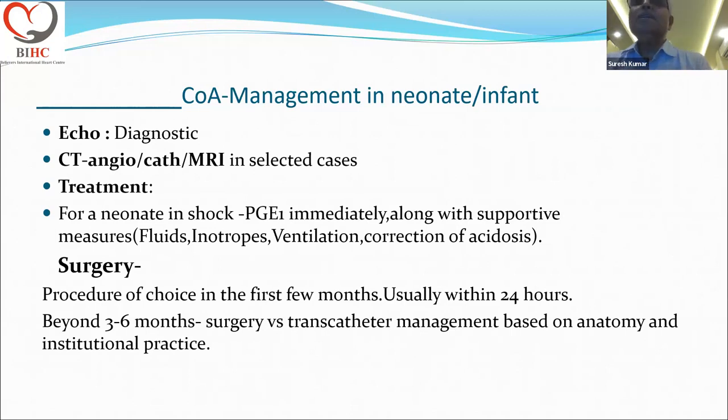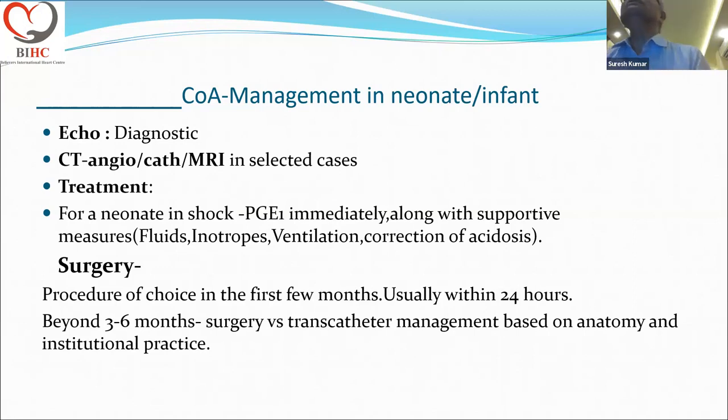And the treatment for the neonate in shock, we already said the importance of prostaglandins, supportive measures, including ventilation, fluid, inotropes, correction of acidosis. And surgery would be the procedure of choice in the first few months. And for the baby presenting with shock, you use the minimum period for stabilization. Try to take the baby in 12 to 24 hours.